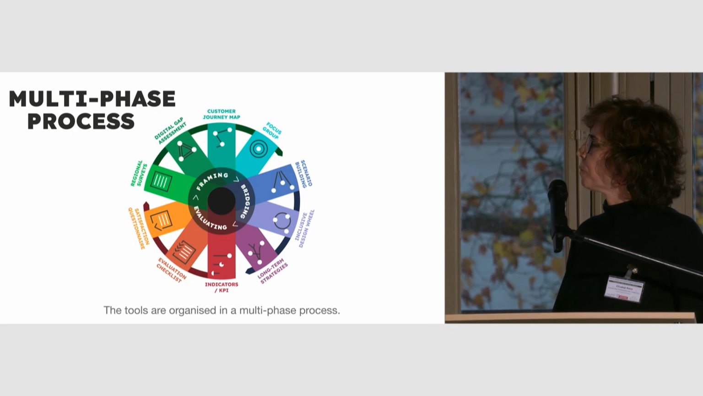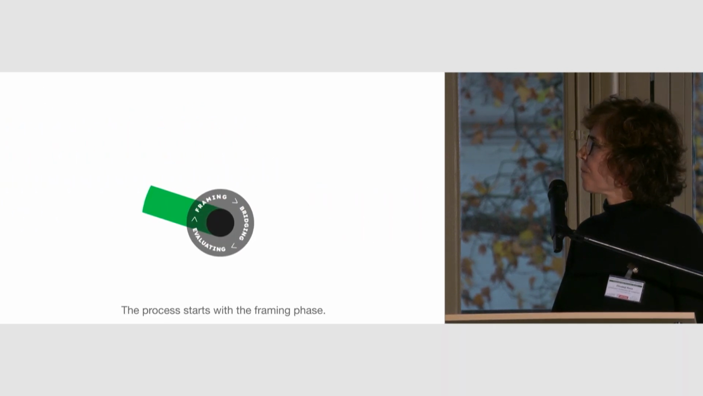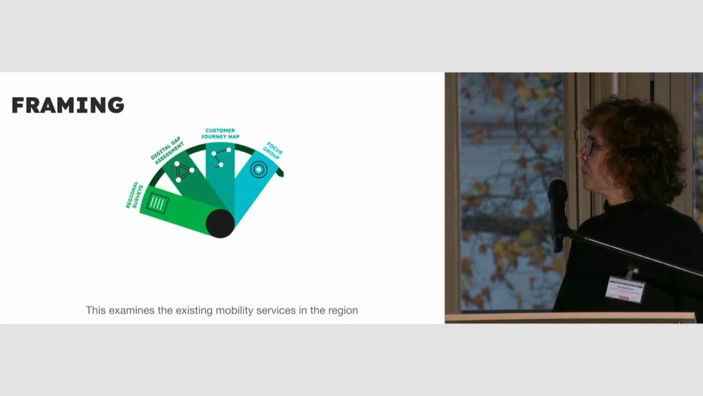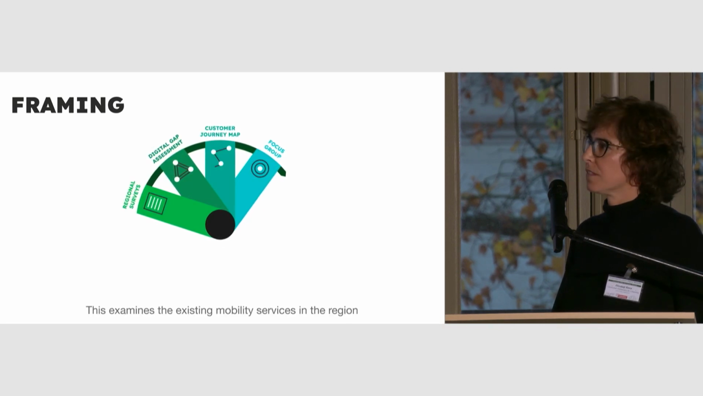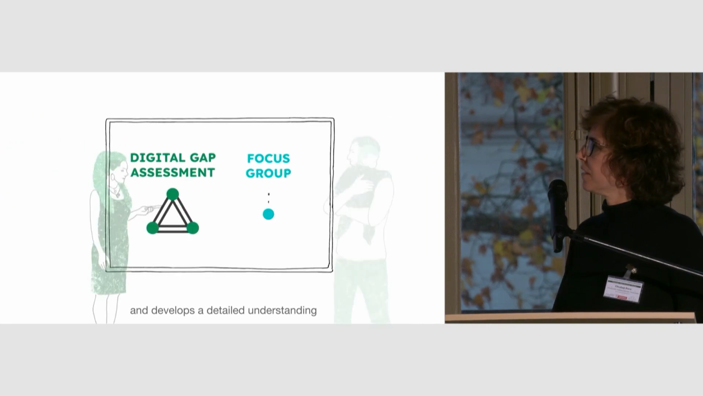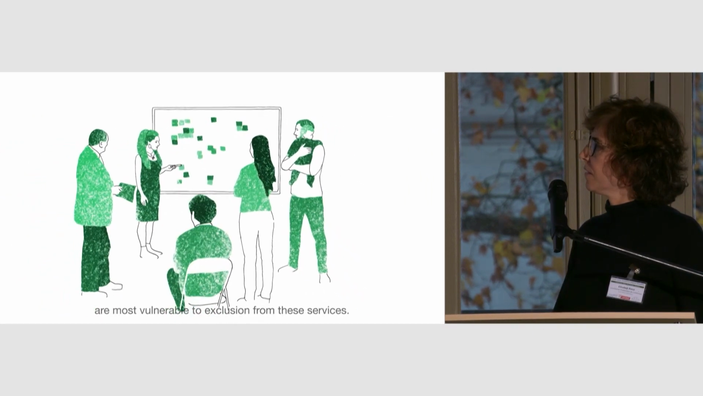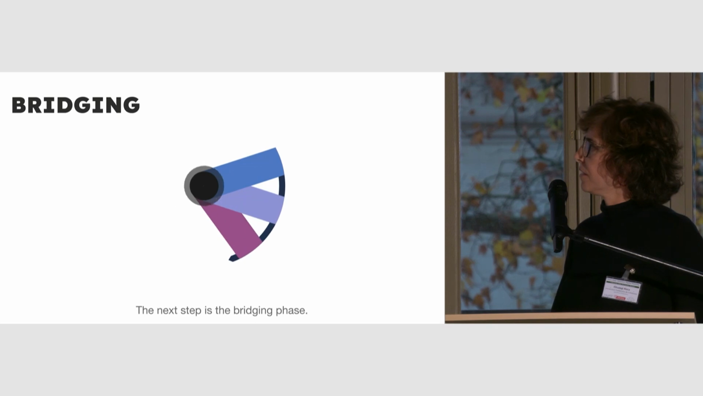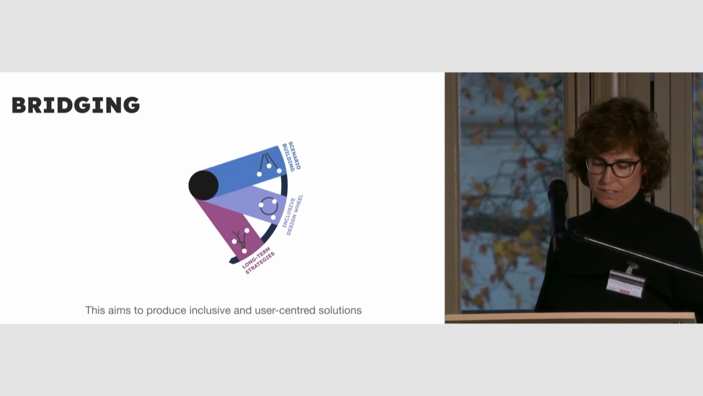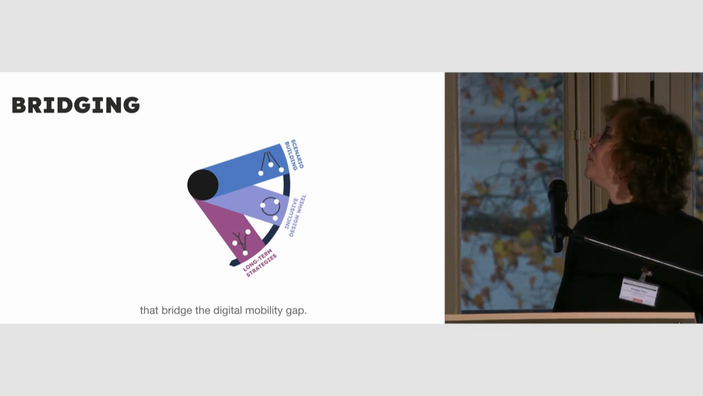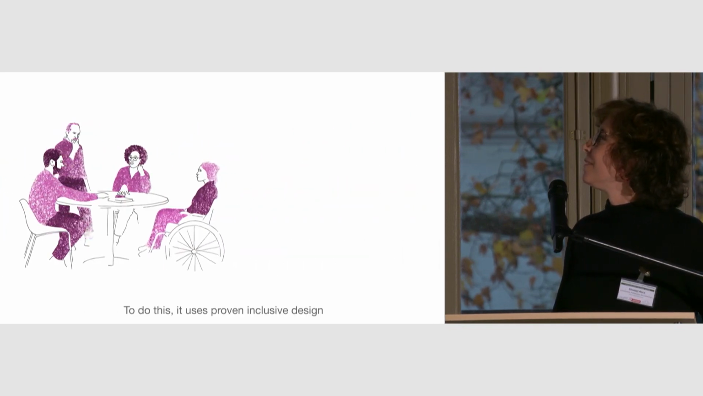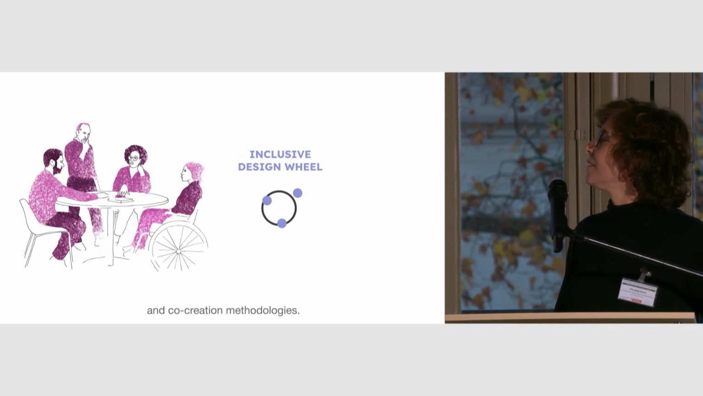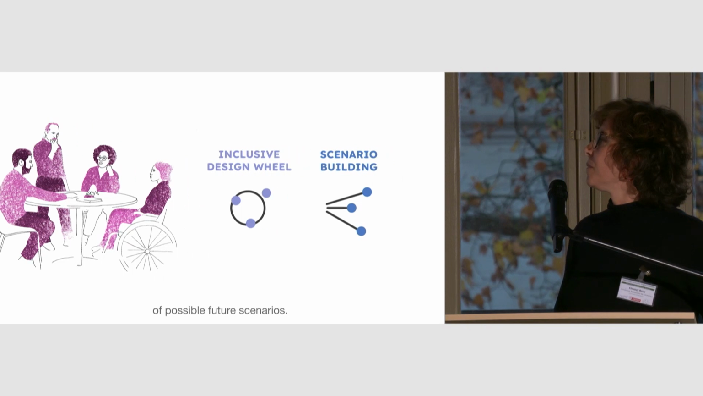The tools are organized in a multi-phase process. The process starts with the framing phase. This examines the existing mobility services in the region and develops a detailed understanding of which groups of users are most vulnerable to exclusion from these services. The next step is the bridging phase. This aims to produce inclusive and user-centered solutions that bridge the digital mobility gap. To do this, it uses proven inclusive design and co-creation methodologies. It also offers a scenario-building approach to examine policy in the light of possible future scenarios.